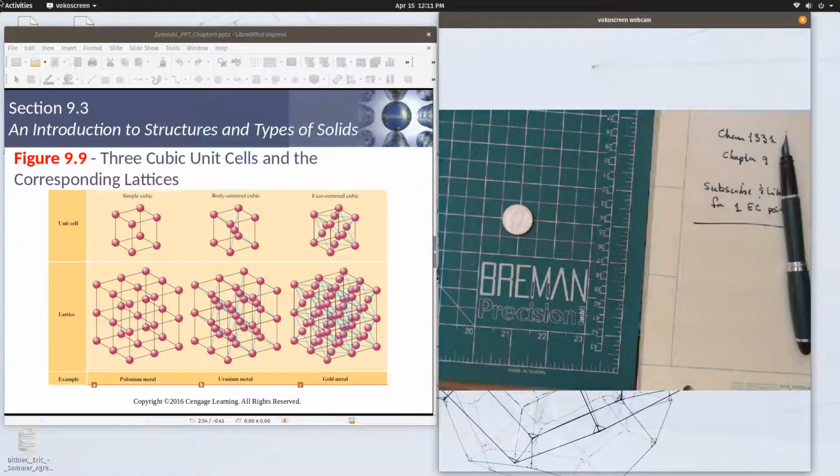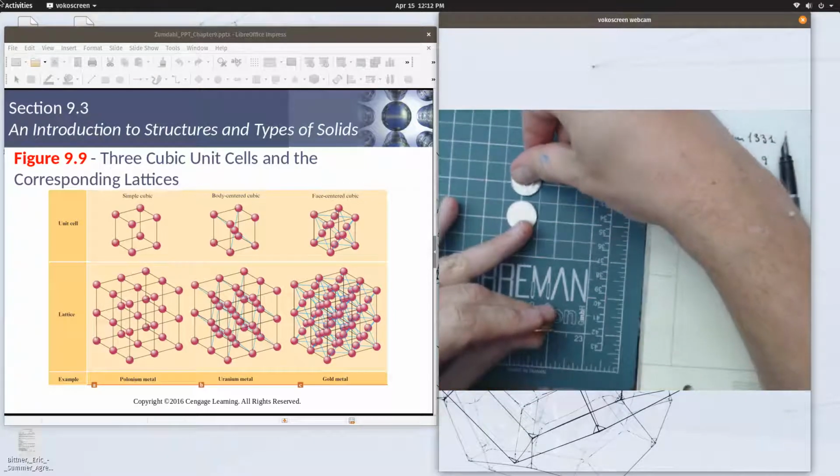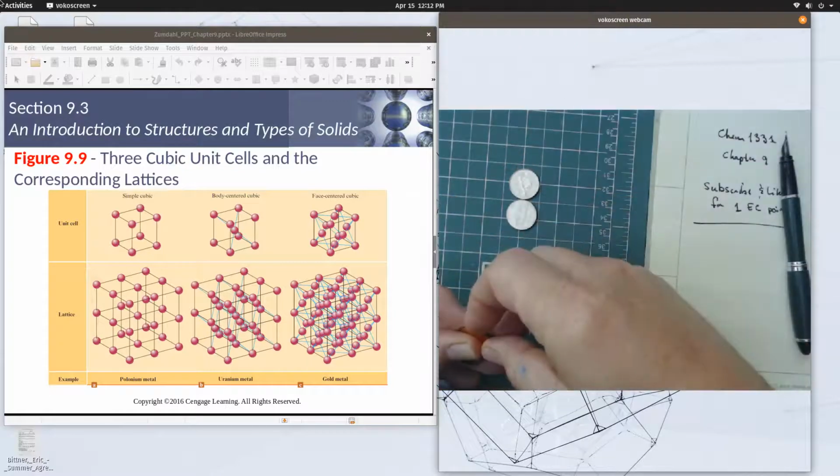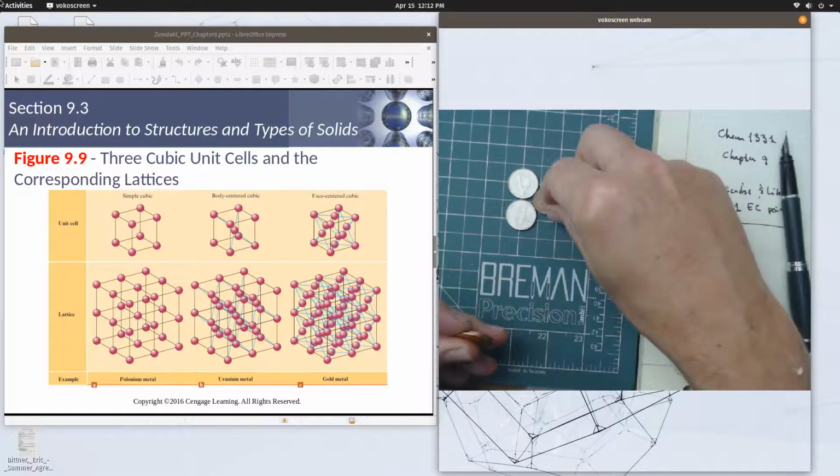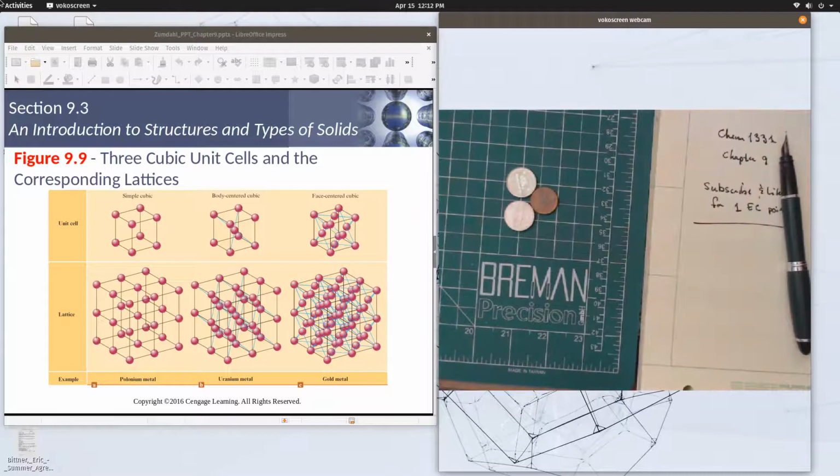So, for example, maybe I have a lattice that's made out of nickels and pennies. So I have a lattice of nickels that I could put here. Maybe I have a penny that I place here. Let me get 2 more nickels.